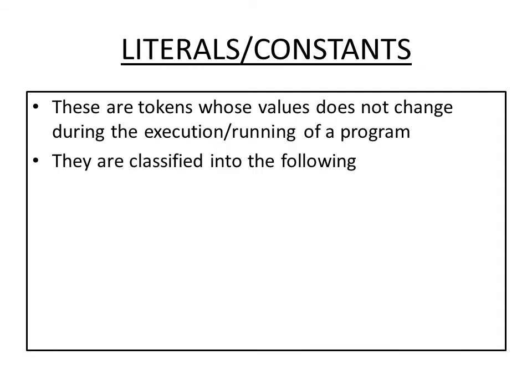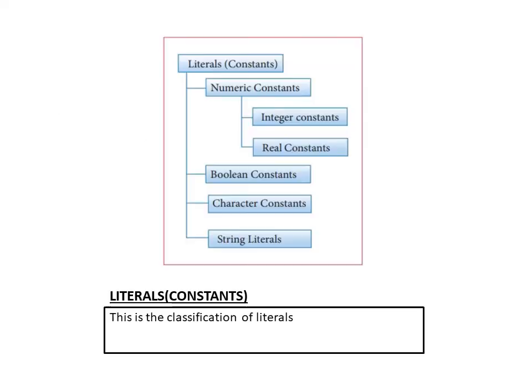Okay, next we are looking into literals or constants. These are tokens whose values do not change during the execution or running of a program. Before the program starts running, we can change it, but after we start executing it, we cannot change it. They are classified into four types. Numeric constants, which are further classified into integer constants and real constants. Then there are Boolean constants, character constants, and string literals. Now let's look in detail.